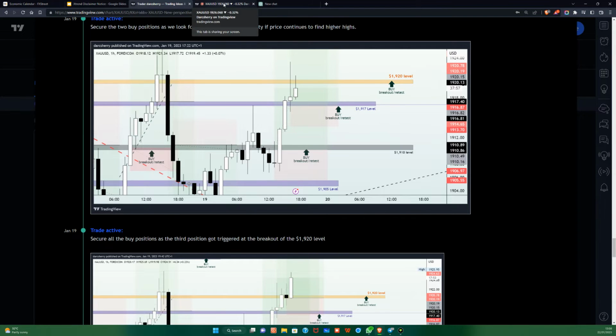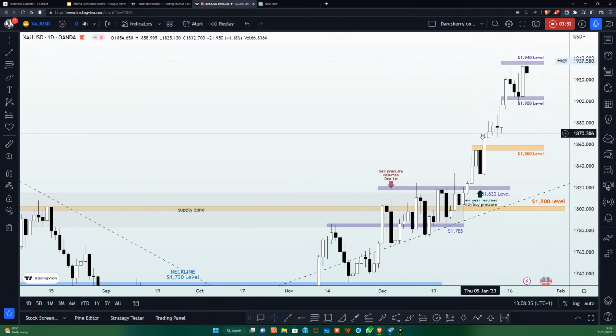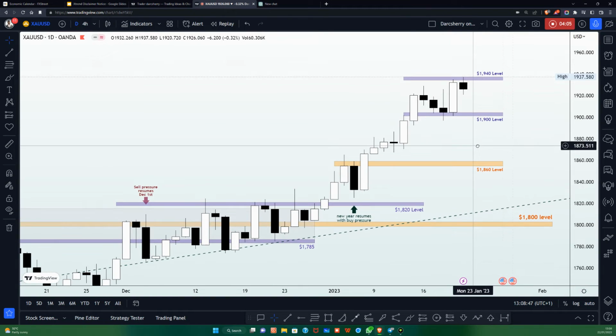So with that being said, let's dive right back into the chart and see what is really going on in this market, and let's make a decision for this week. Looking at our daily time frame, I would just jump into the current structure. If you'd like to see how we got to this level, you can check my previous videos on the XAUUSD.